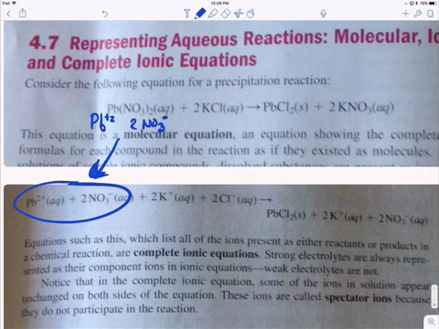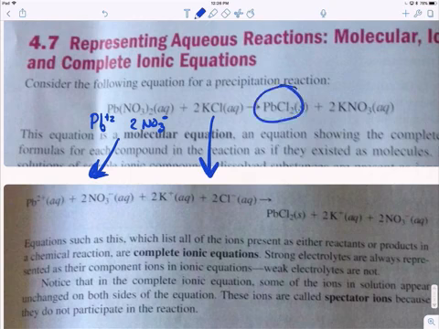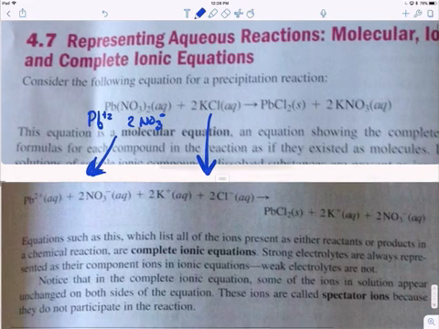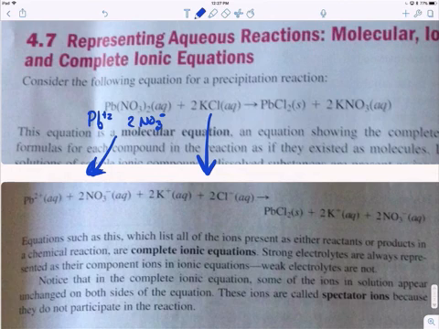So we can split that apart. Similarly, the potassium chloride, we can split it apart. And with the lead chloride, that's still a solid, that sits together. But potassium nitrate is soluble, so it's actually in solution here. So this bottom one here is known as the complete ionic equation.